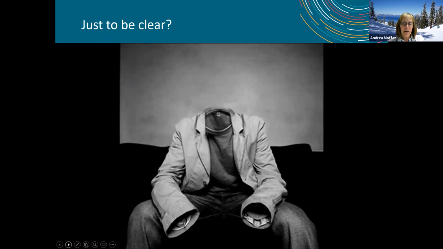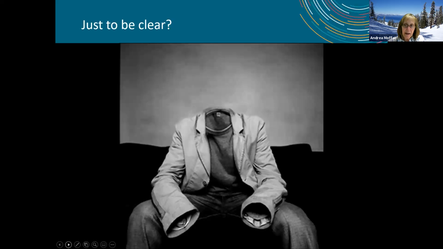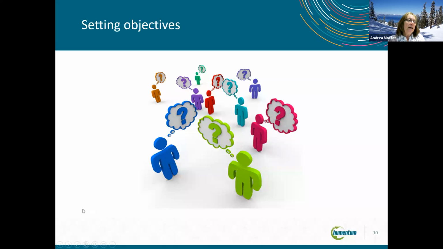Just to be clear, what we have on this previous slide is that by doing that, people are less likely to be running around like this poor soul, headless, not having a picture with nothing to aim for. We can all, ourselves included, get busy doing the day job, but end up being busy doing nothing because we're not necessarily seeing where that leads into the whole. So that's the purpose of all of that.